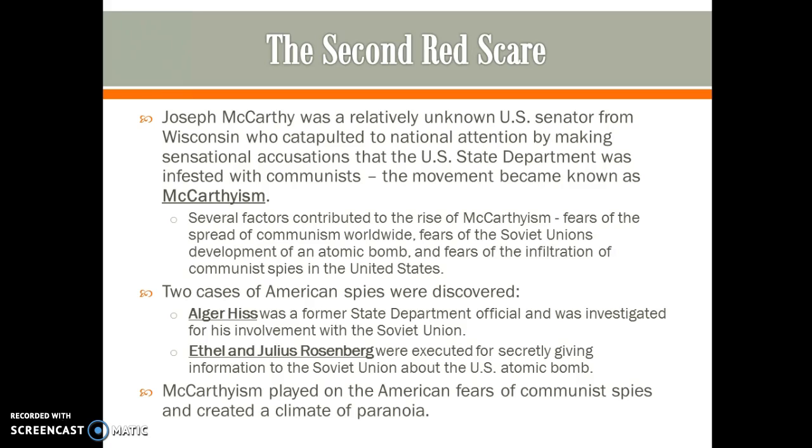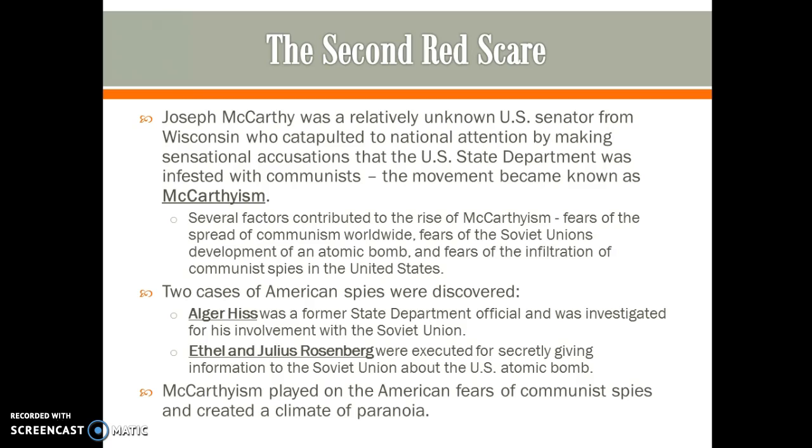Two cases of American spies were discovered during the McCarthy era. Alger Hiss was a former State Department official and was investigated for his involvement with the Soviet Union. A couple, Ethel and Julius Rosenberg, were executed for secretly giving information to the Soviet Union about the United States atomic bomb.